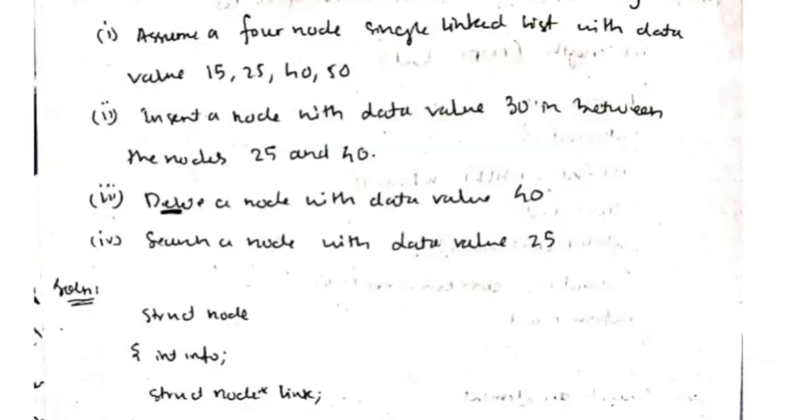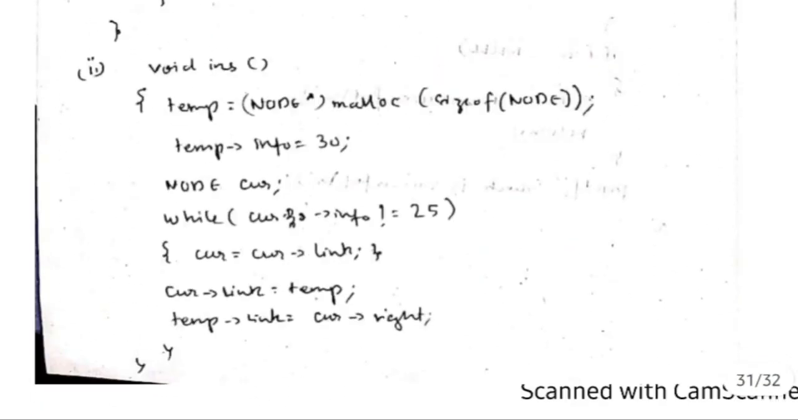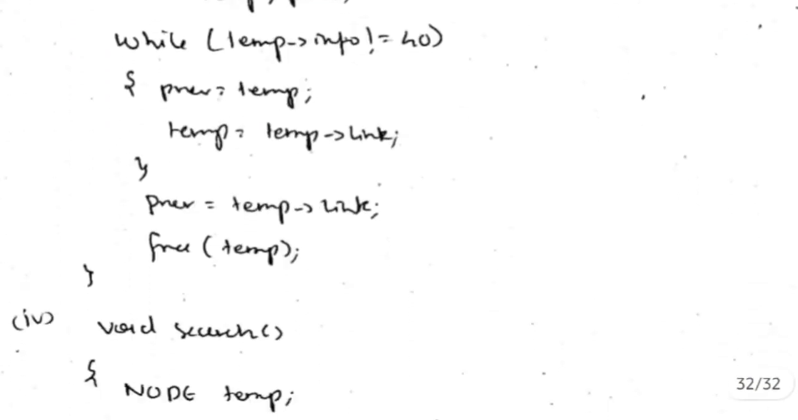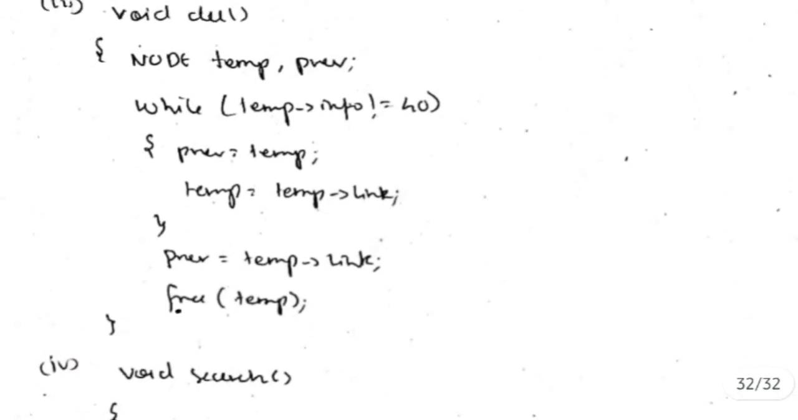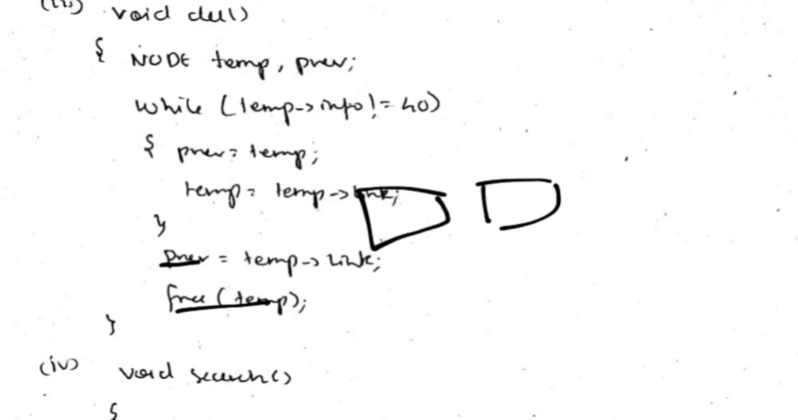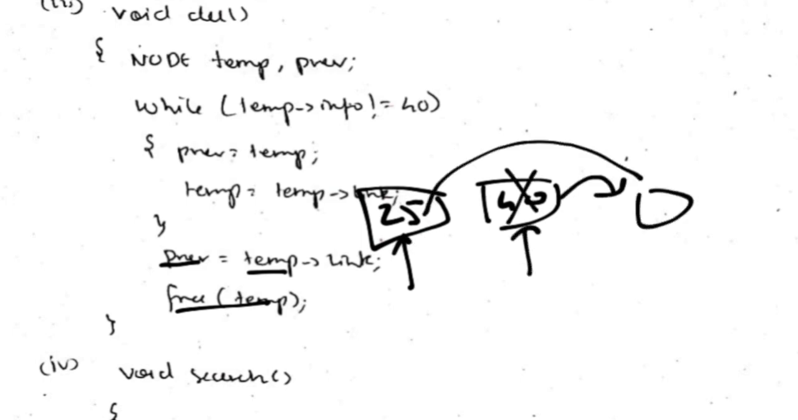In the next question we have to delete a node with the data value 40. For that we will travel till we get 40 and we will use free to delete that node, and previous arrow link: if this is the list here and 40 is here, previous will be pointing to, suppose, 25. So we have to make the previous link, see here 25 is here, and if you delete this node, the next node of it should be pointed to by the previous node.